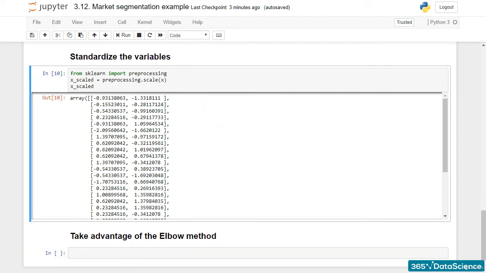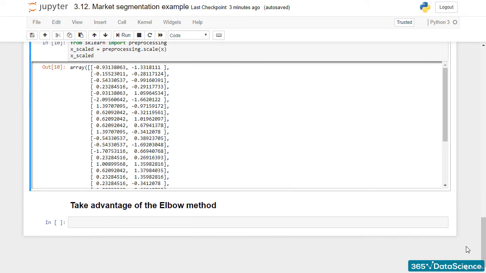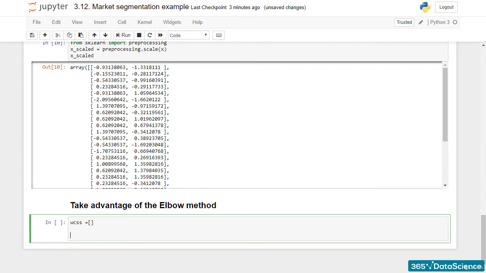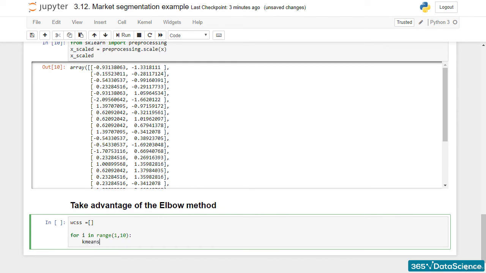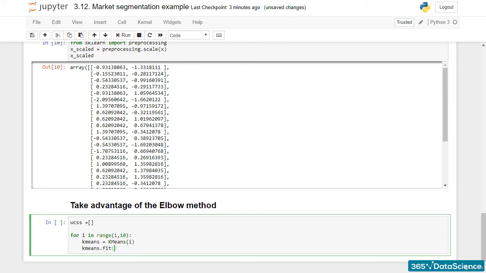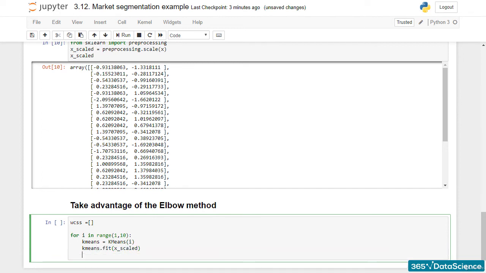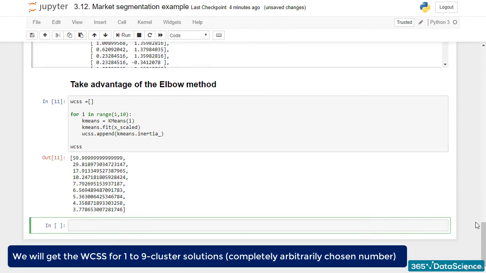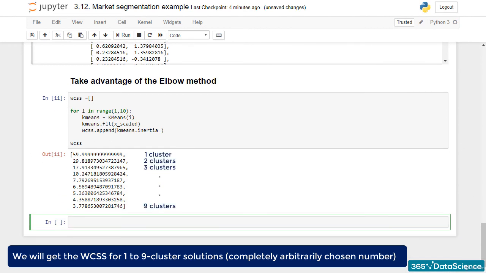Since we don't know the number of clusters needed, the elbow method will come in handy. Let's declare a list, wcss. For i in range from 1 to 10, colon. kmeans equals KMeans of i. Again, K and M are capital when referring to the method. kmeans.fit(x_scaled). And we will append the result to the wcss list using the inertia method. Great! Note that the range is from 1 to 10, so we will get the WCSS for a 1, 2, 3 until 9 cluster solutions. That was an arbitrary decision on my side.